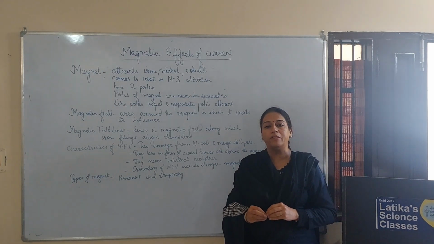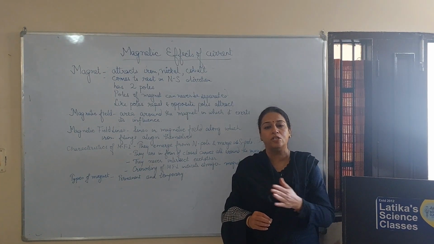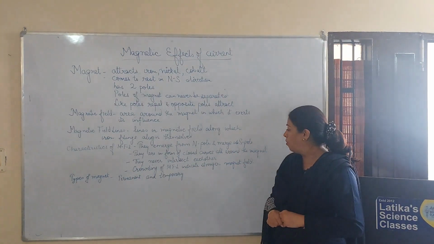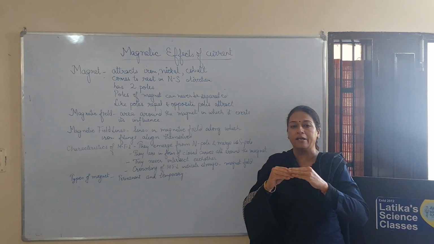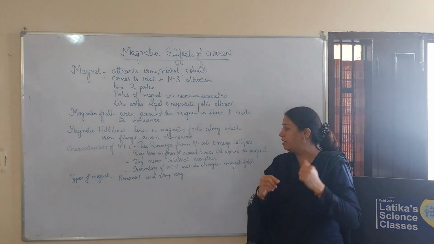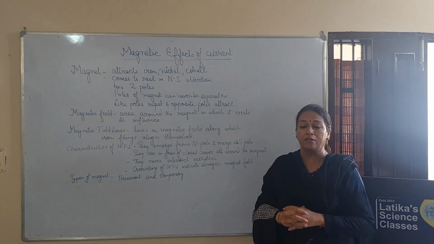Now when we talk about these characteristics, they always emerge from the north pole and they merge into the south pole. They are in the form of closed curves all around the magnet. So if magnet will have field lines all around it, right? And no two field lines will ever intersect with one another.